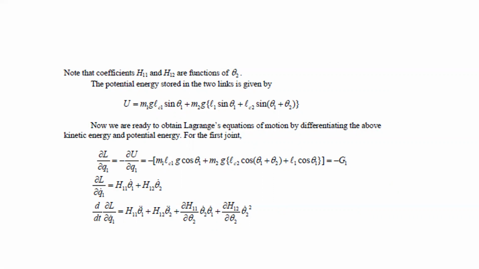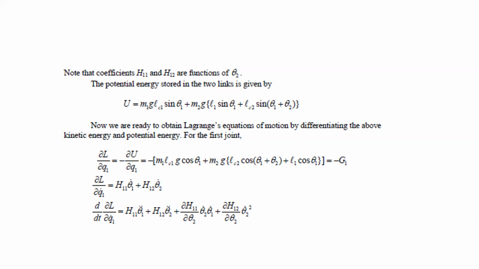The potential energy stored in the two links is given by U is equal to M1 G LC1 sin theta 1 plus M2 G times the bracket L1 sin theta 1 plus LC2 sin of theta 1 plus theta 2. Now we are ready to obtain the Lagrangian equation of motion by differentiating the above kinetic energy and potential energy for the first joint.